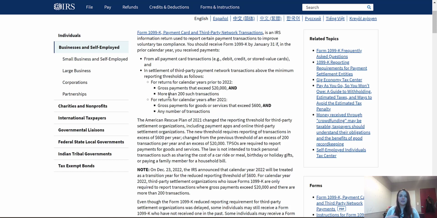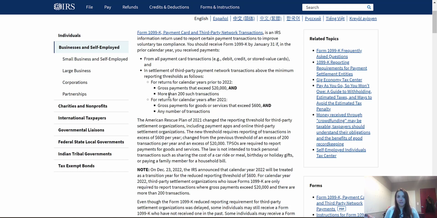So the 1099K is just an informational report. And that payment processor is sending it to the IRS saying, under this EIN or under this social security number, we have collected $10,000, $20,000 of revenue for this particular EIN or social security number.